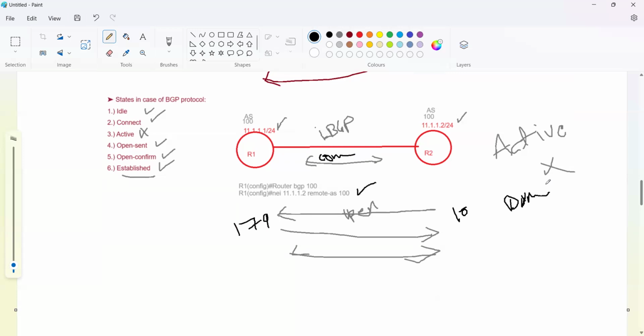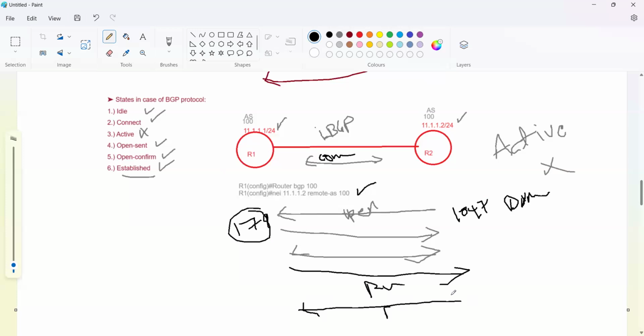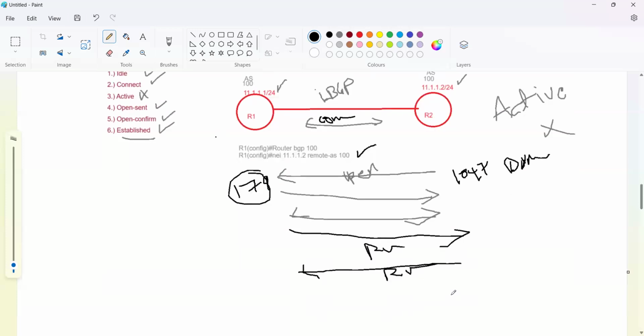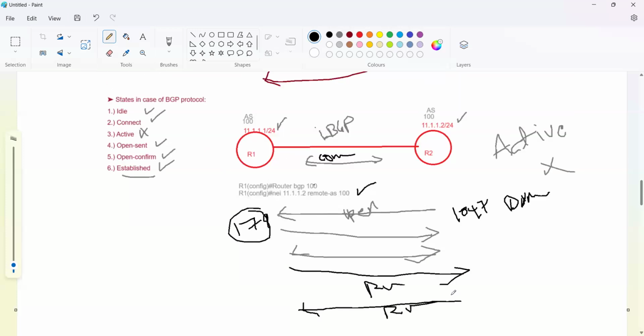Here we'll use any random port for the source, and the TCP destination port number is 179. It is the default port number. They will establish the connection between the two with the help of the connect state. When the entire thing is perfect, they will move to the open sent message. In open sent, he will send his routing table and he will receive. He will confirm the routing table: yes, I received your routing table. After that, they both establish the connection, and the final state is established.